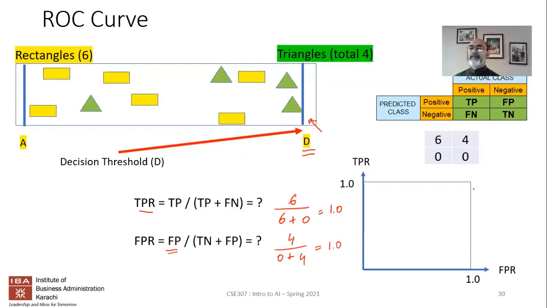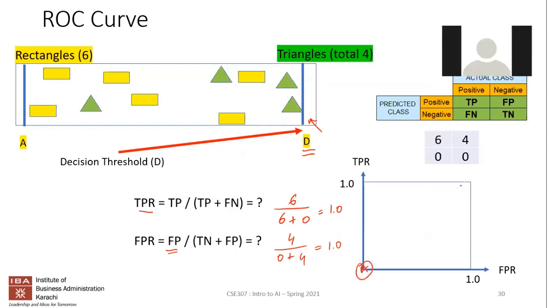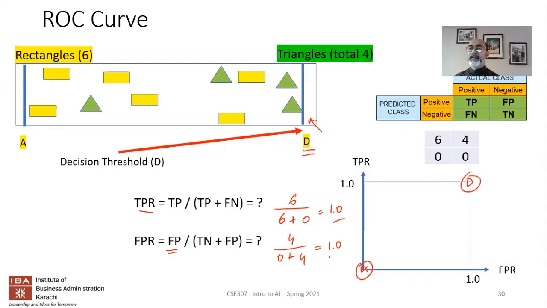So if you plot this, where is this going to be? So point A was here, and D is going to be over here, right? Because it's both 1 and 1 over here. Both the rates are here. So you can see that as you move the decision threshold from one extreme to the other, you go from one point to the other extreme.